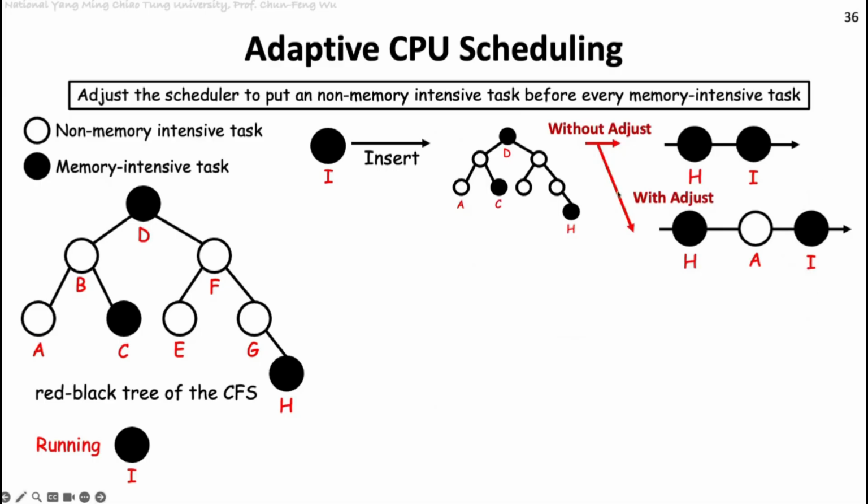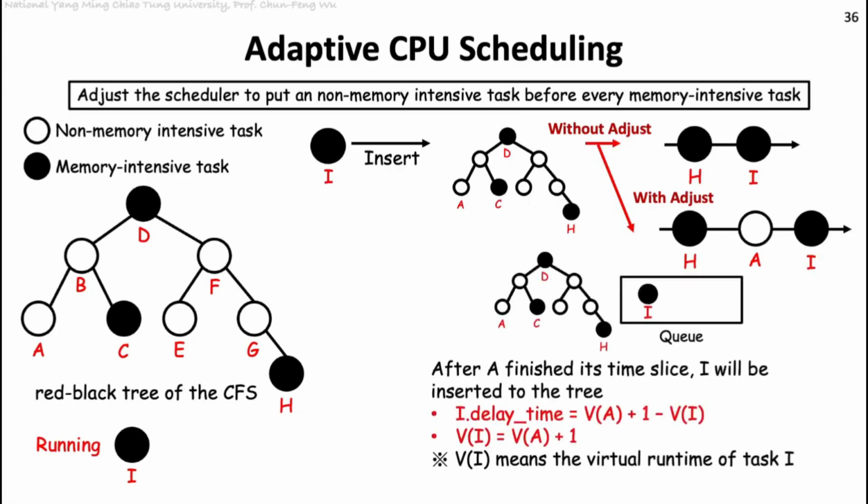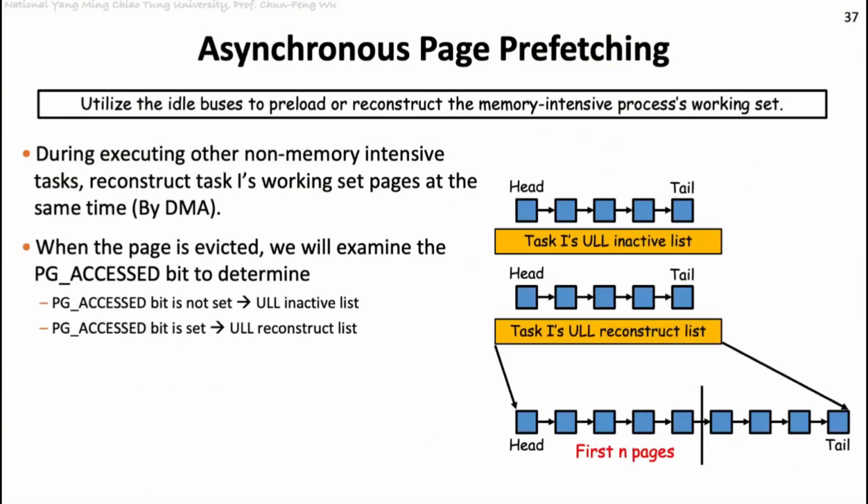So if we schedule one non-memory intensive process between two memory intensive processes, then we can not only alleviate the working set contention, we can also trigger the working set reconstruction for the memory intensive process. So we can leverage the CPU and the DMA at the same time. This is just briefly talking about things, so I will skip the algorithm part.